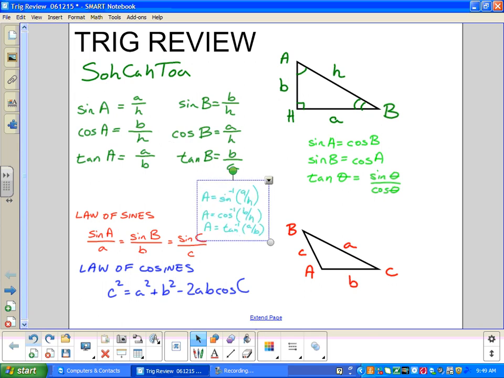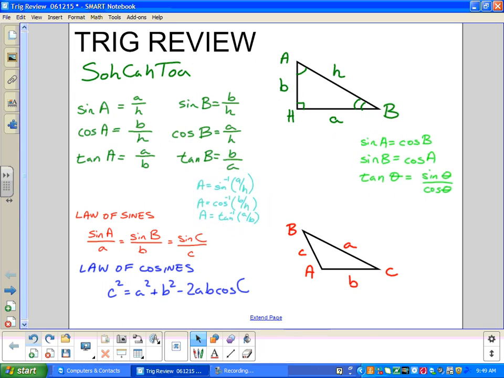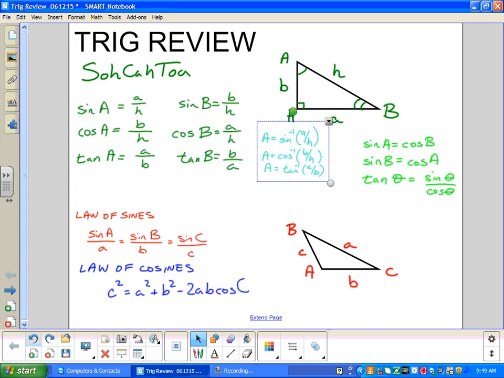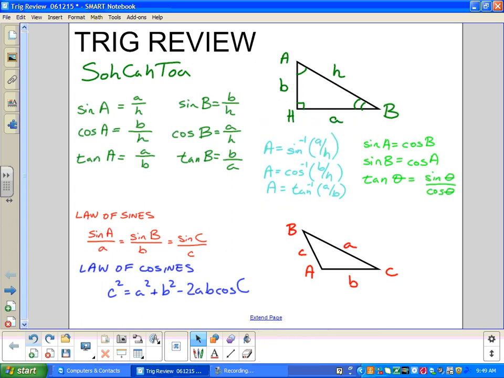Likewise, we can't lose the fact that we can also write the angle A as sine inverse of A over H, the ratio. So we got it two ways. We can either represent sine A as a ratio, or we can say A is the inverse sine of A over H.